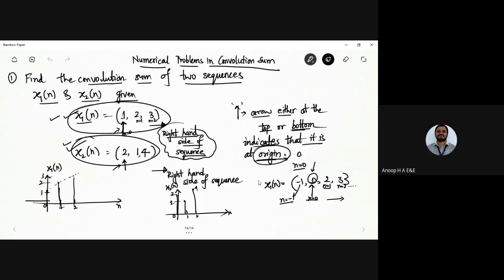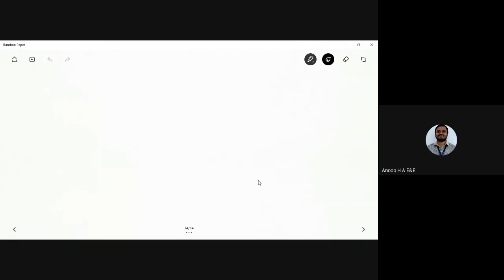So now the main question is, how do I represent it using the convolution sum? So you have to find out x1 of n convolved with x2 of n. You have to find out the convolution sum. How will you find out the convolution sum? Using the properties again.